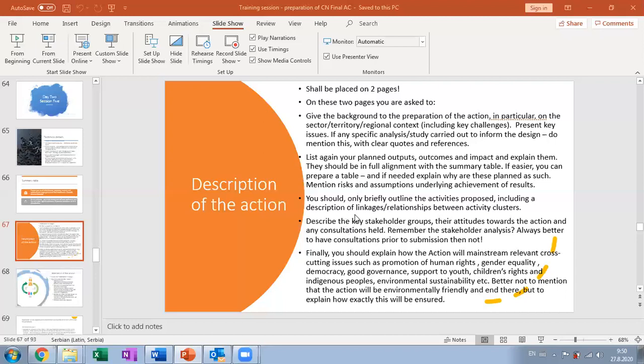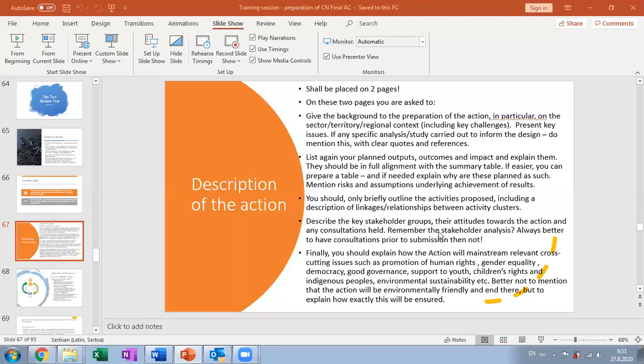Then to move on with the description of the action, you should only briefly explain activities proposed, including the description of linkages, relationships between activity clusters. When they say activity clusters, they actually mean components of your action. Maybe you will have under your project a certain component that deals with monitoring. Maybe there will be a certain component that deals with capacity building. And then maybe a component dealing with communication and visibility or stakeholder involvement or something similar. And then you'll try to explain in your concept notes what the linkage between them is, how they relate to one another. And then describe key stakeholder groups.